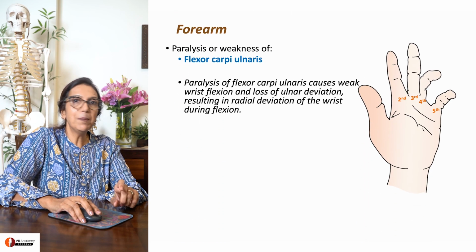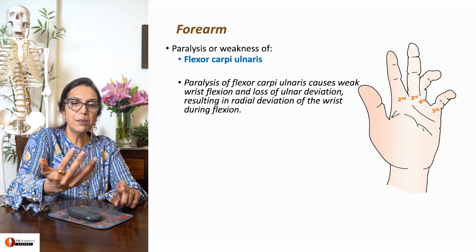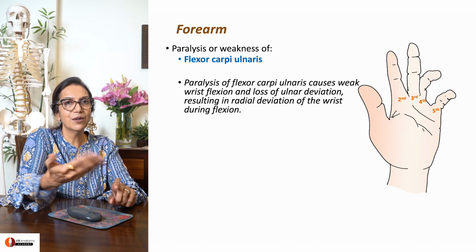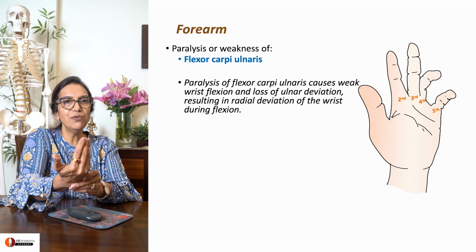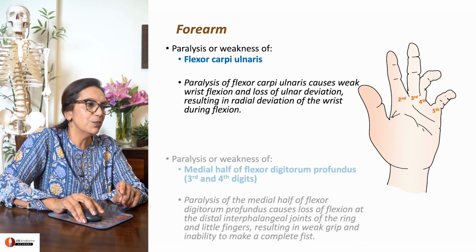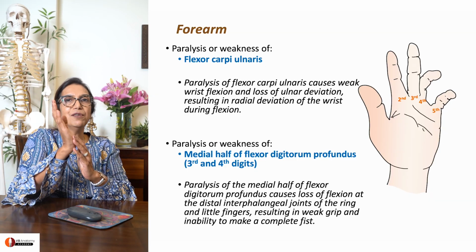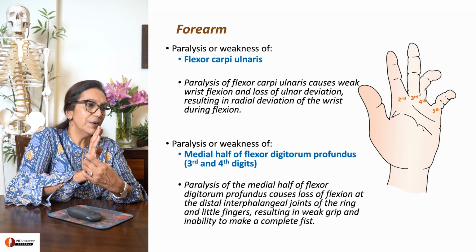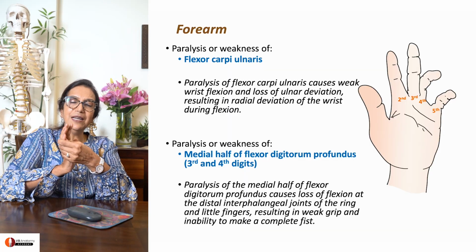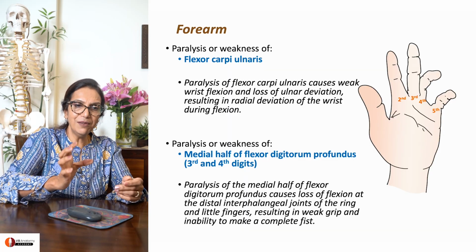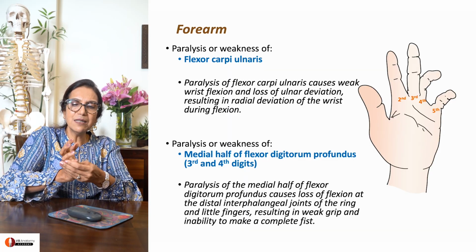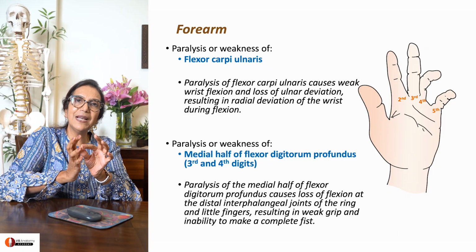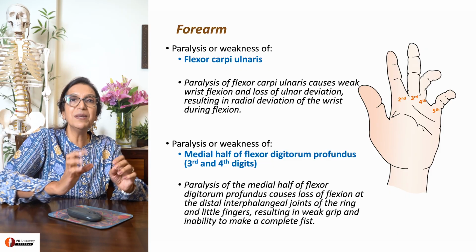Flexor carpi ulnaris is gone. You're not going to be able to flex and adduct. So what will happen when you try to flex? There is natural abduction movement. Medial half of flexor digitorum profundus is paralyzed. So the flexion at the distal interphalangeal joint is lost. So when you lift up a glass, that last bit of flexion of your distal phalanx is not there. So your grip is weak.